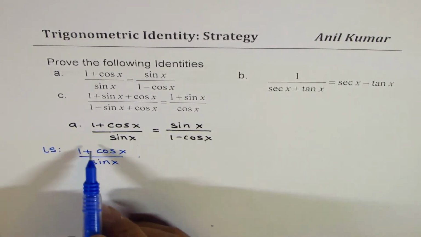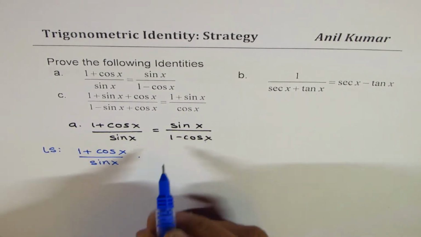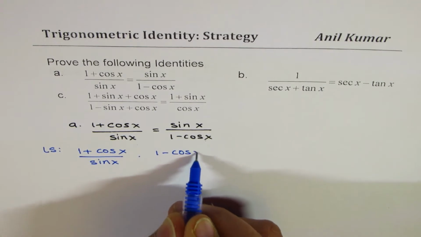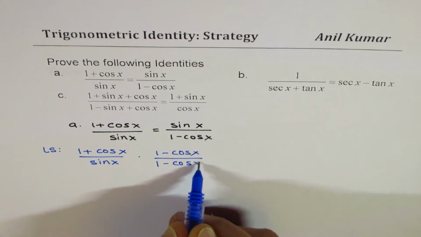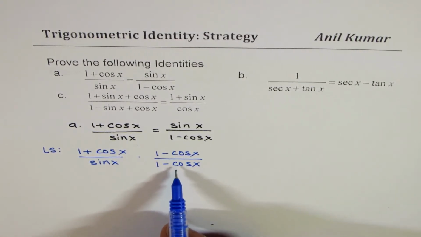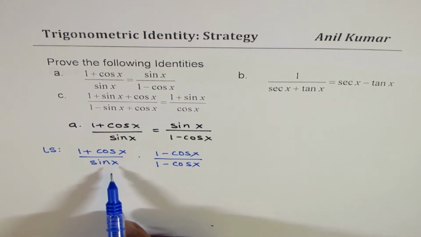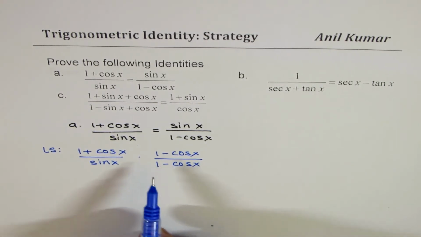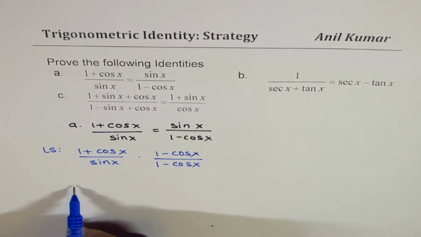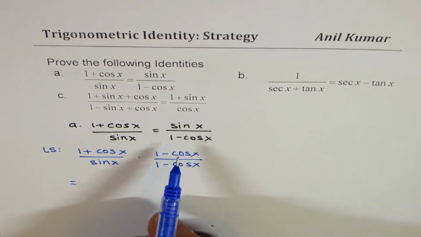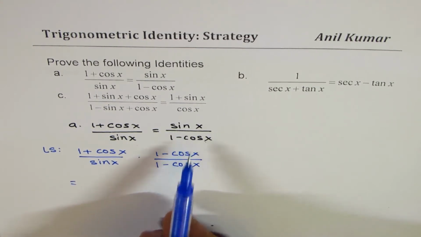we can multiply and divide this by the factor 1 - cos x. So if I multiply and divide by 1 - cos x, now that is as good as 1. Multiplying and dividing by 1 makes no difference, right? But see how it helps us to get the solution. Now when you do that, we have in one step got what we wanted in the denominator, at least for the right side. Do you see that?